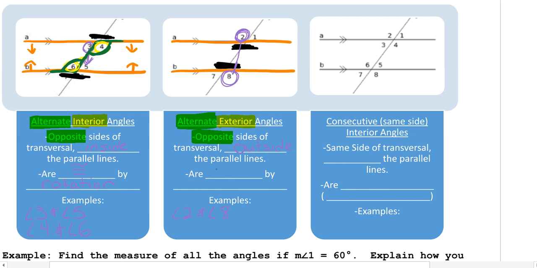And very similar to alternate interior angles, these are also going to be congruent by rotation. So if 2 and 8 are congruent, that would leave angle 1 and angle 7 to be alternate exterior angles and also congruent. So angle 1 and angle 7.